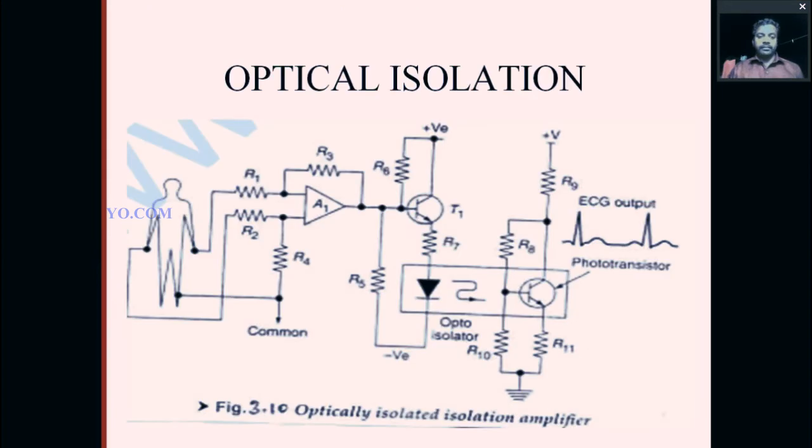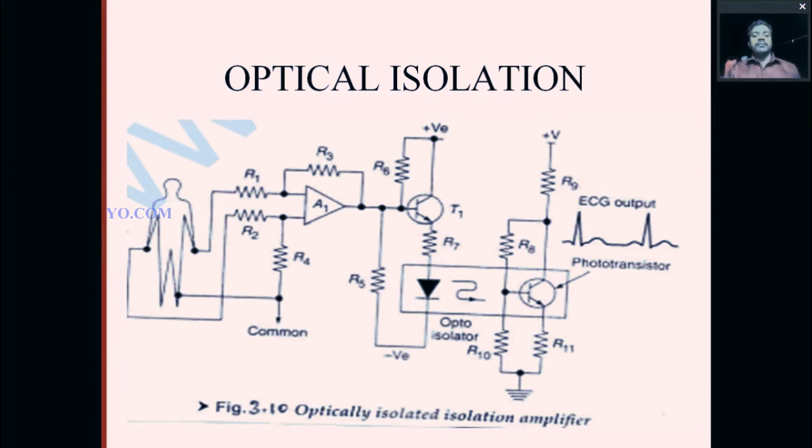Right. Then the next one is optical isolation. The first one was transformer isolation. In transformer isolation, there is no electrical contact between the input and output. Next we are going to see optical isolation. Optical isolation also separates the high voltage side and low voltage side without any physical contact.